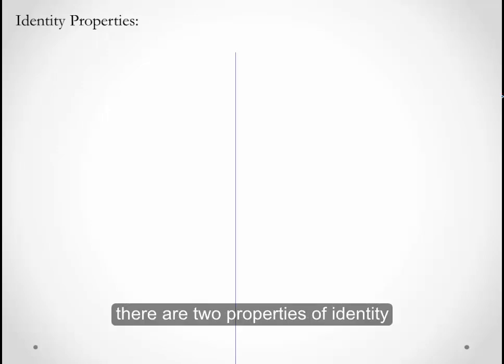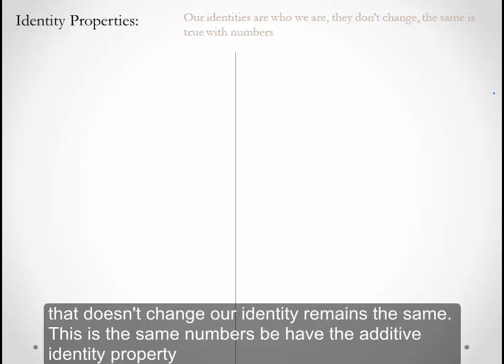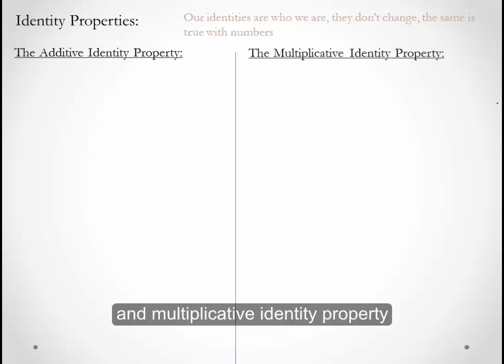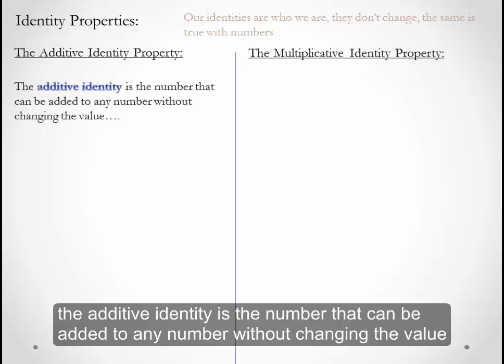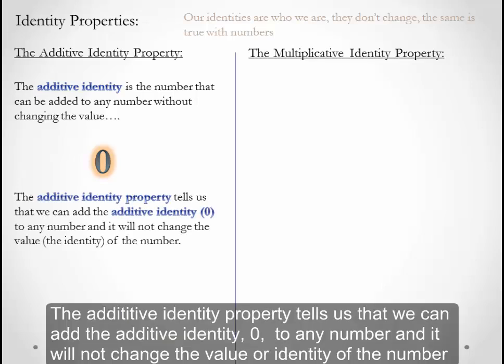There are two properties of identity. If you think about what is an identity, identity is who we are. That doesn't change. Our identity remains the same. That's the same with numbers. We have the additive identity property and the multiplicative identity property. The additive identity is the number that can be added to any number without changing the value. That number is 0. The additive identity property tells us that we can add the additive identity, 0, to any number and it will not change the value or identity of the number.